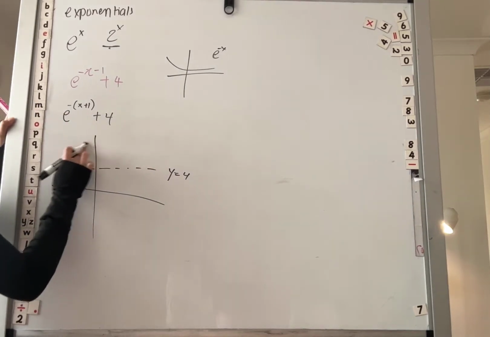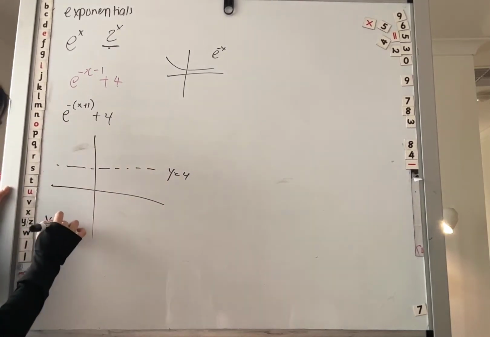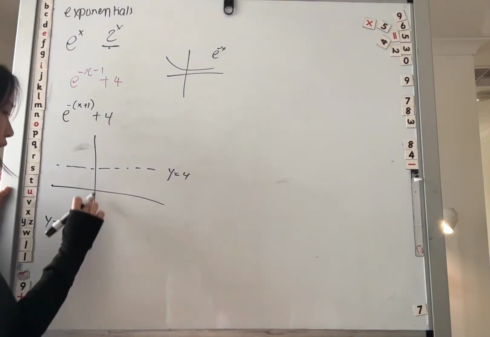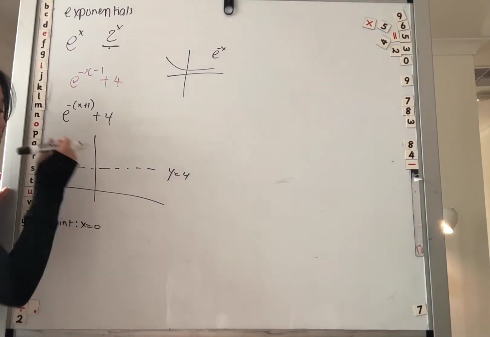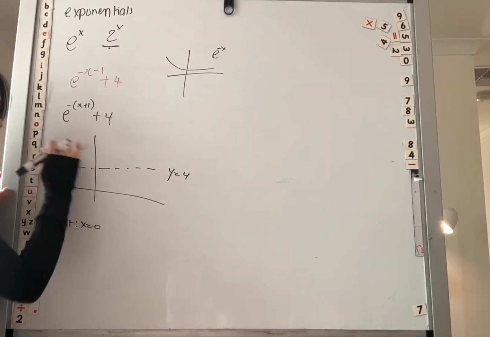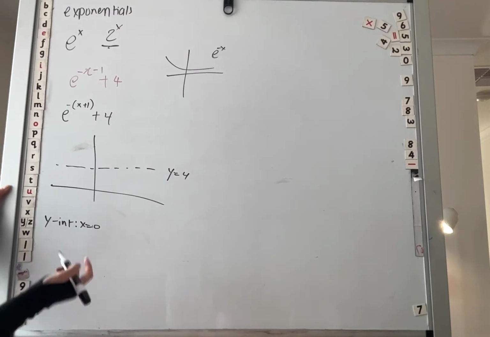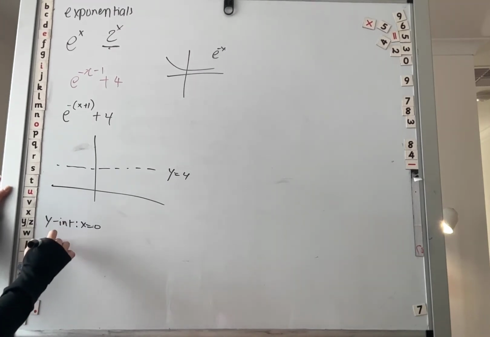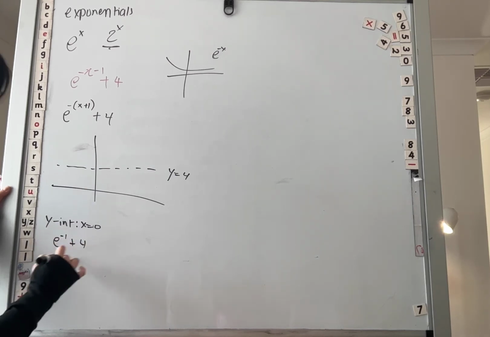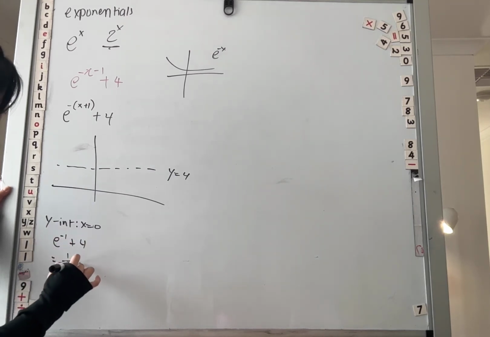And then what I'll do next is find the y-intercept, which is when x equals 0. I'm not going to find the x-intercept because I don't need to. You can see just from the shape of the graph that it won't touch the x-axis, so there's no point. So the y-intercept is when x equals 0. All you have to do is e to the power of negative 1 plus 4. That is 1 over e plus 4.